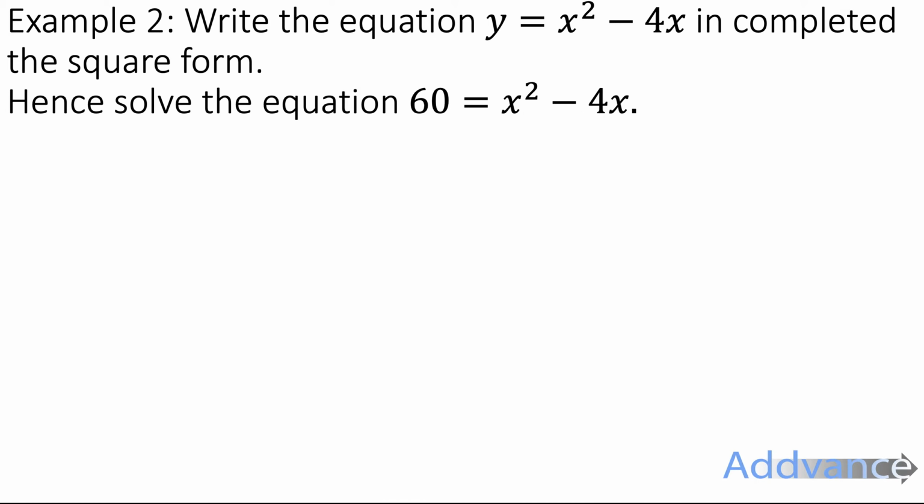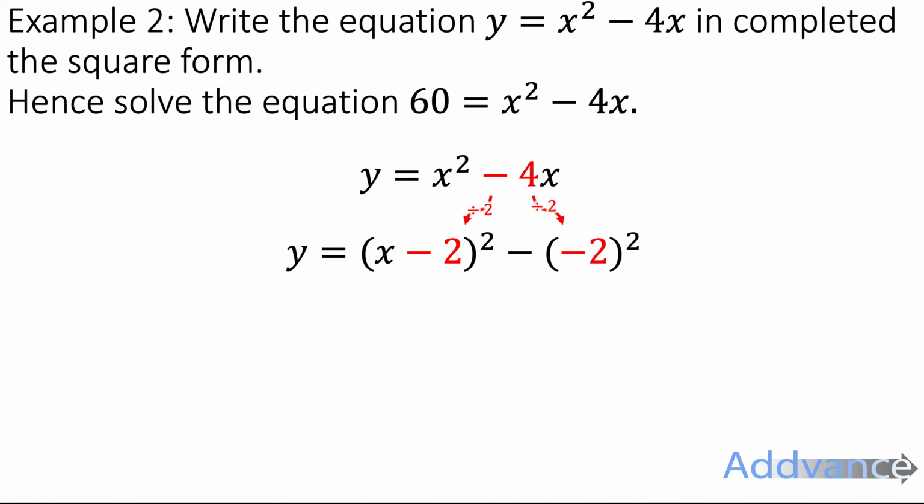Let's see another example. Write y equals x squared minus 4x in completing the square form, and hence solve the equation 60 equals x squared minus 4x. Okay, so we're going to start by copying down the expression. We're going to half the number in front of the x. So half of minus 4 is minus 2, and we write it in brackets like this. Then we subtract that number squared. And if there's a number on the end, we write that number on the end. But here, there is no number on the end. It just stops at minus 4x.